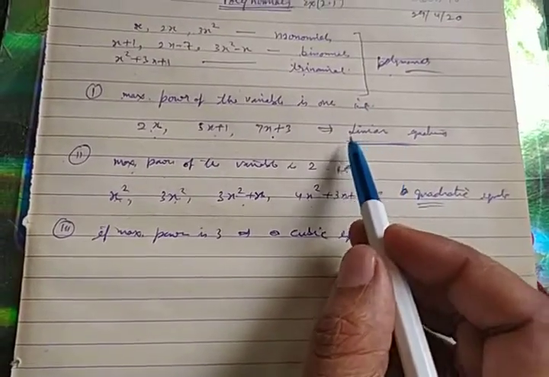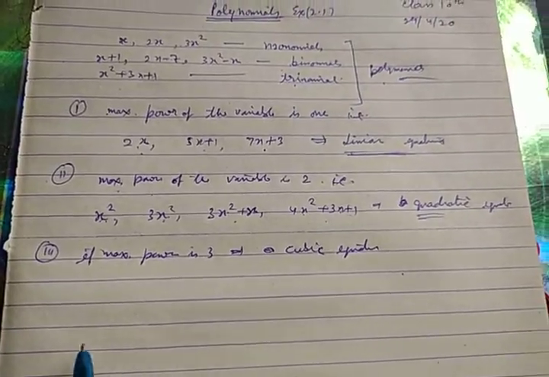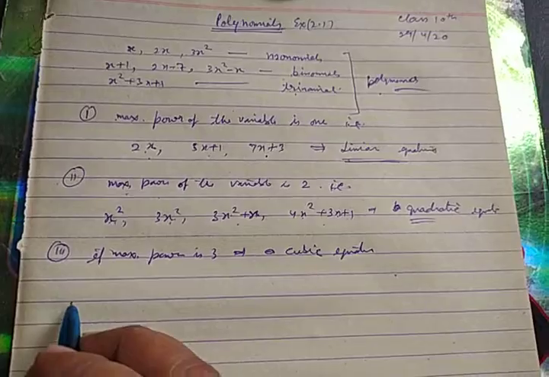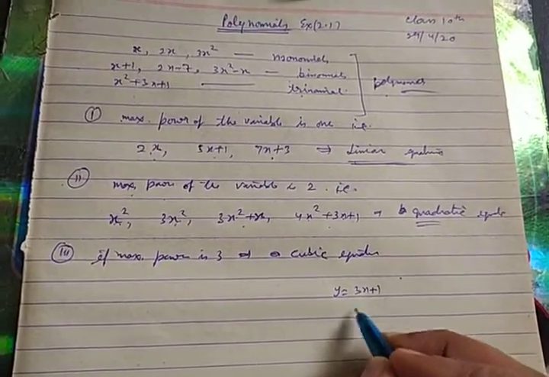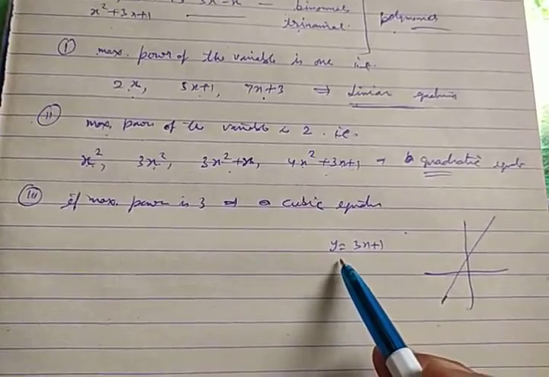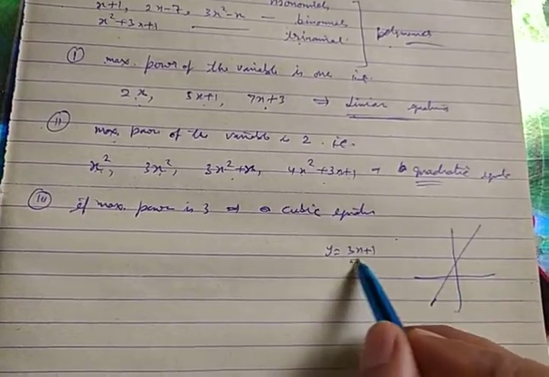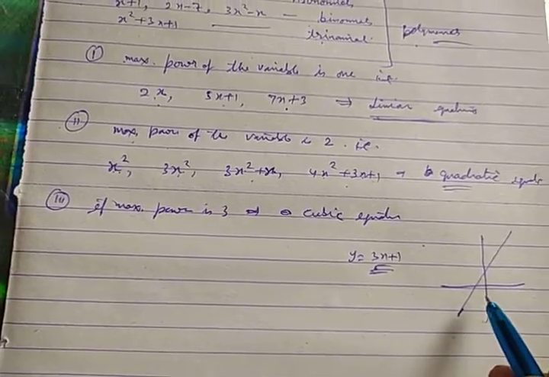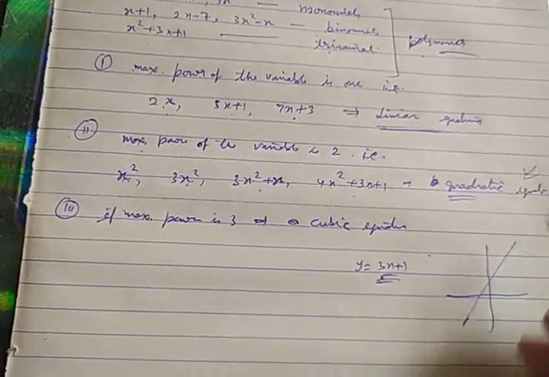Now in the case of linear equations, you have drawn the graphs of various linear equations in your previous class. For example, suppose y is equal to 3x plus 1, its graph would come. In the case of a linear equation, the graph is a straight line, and you have drawn various graphs like this in previous classes, I think. But now the topic is the quadratic equation.